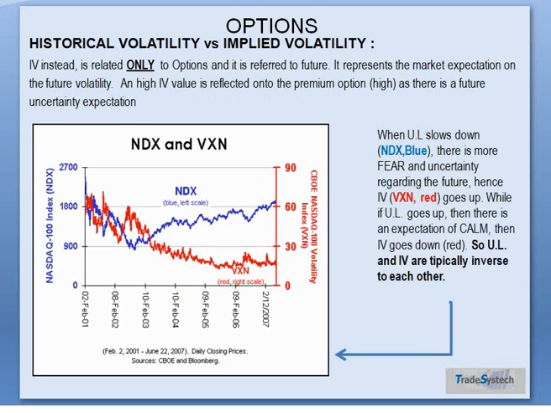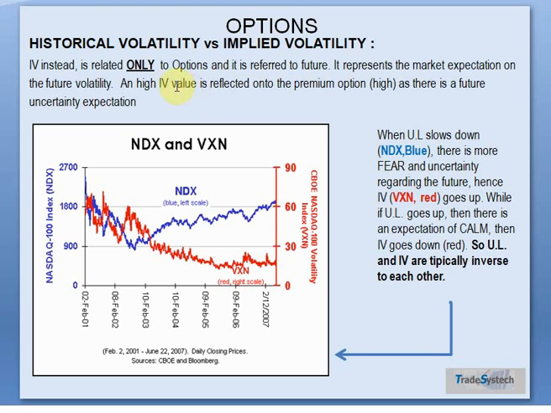Alright, as anticipated, the implied volatility instead is related only to the options. It's a variable which is used to determine the price, the option premium, and it is always referred to the future. Implied volatility represents the market expectation on the future volatility, which means what should be the volatility of the future, and that's the implied volatility.